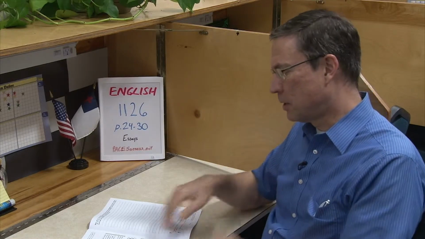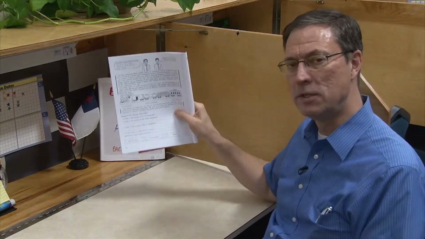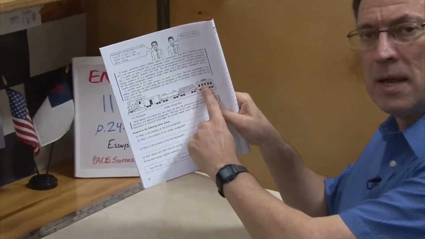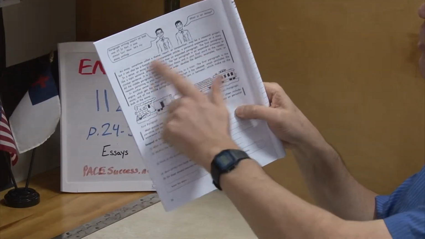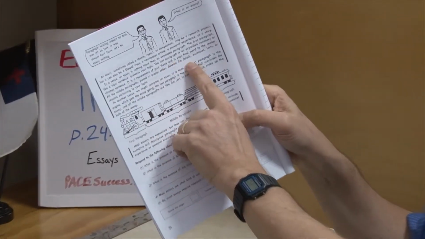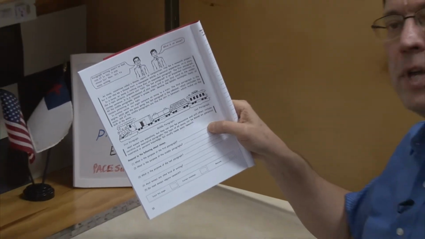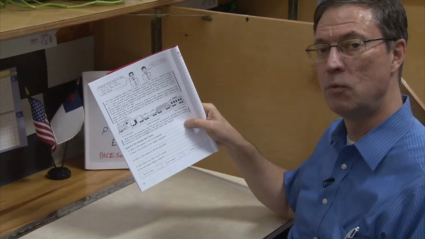Now let me give you some tips. Let's point out a couple of the highlights here on page 23. They have a picture here of a train, okay? And in this paragraph, and it's important to read this, it points out that the essay is kind of like an expanded paragraph.